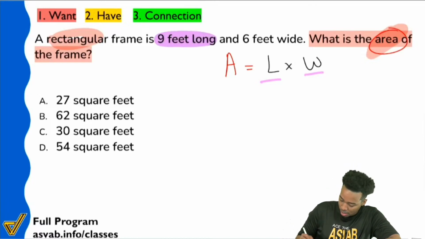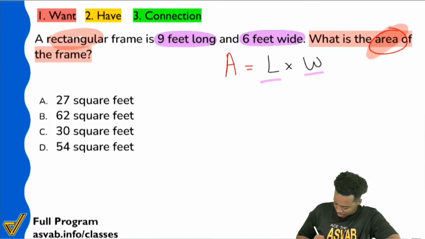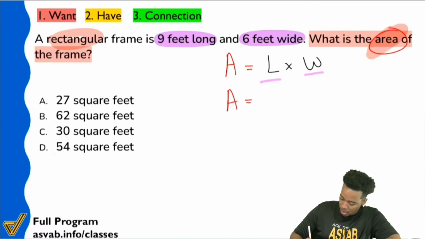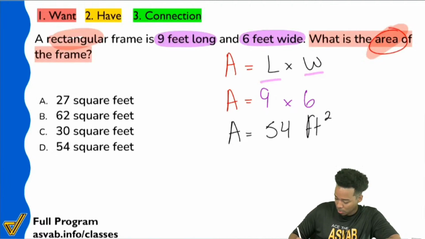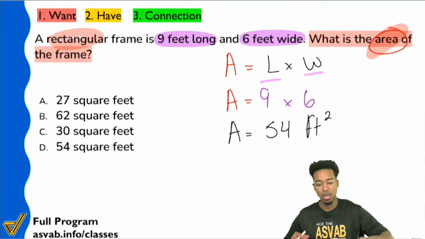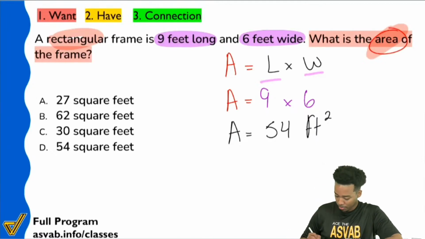Because we see 9 feet long, 6 feet wide, which makes the area equal 9 as the length, 6 as the width. Now you just have to make sure you don't mess up the simple calculation. 9 times 6 gives us 54. And there it is, 54 square feet. And we're good.